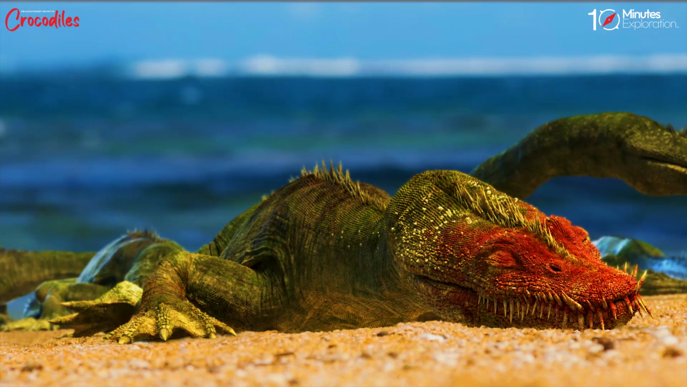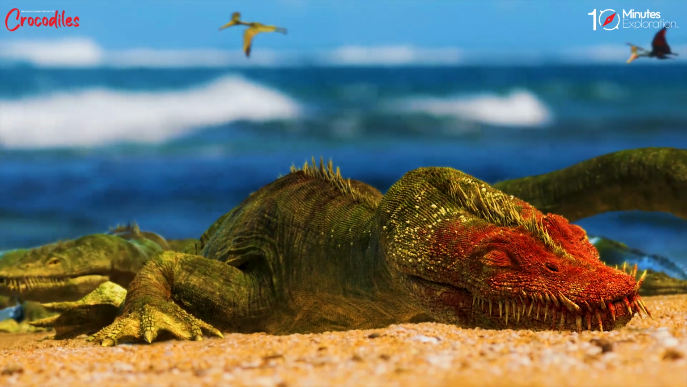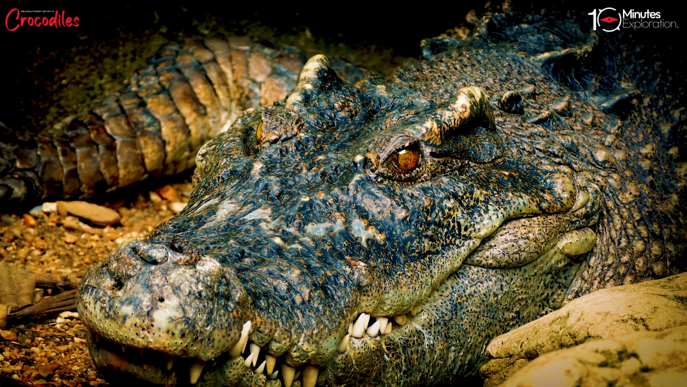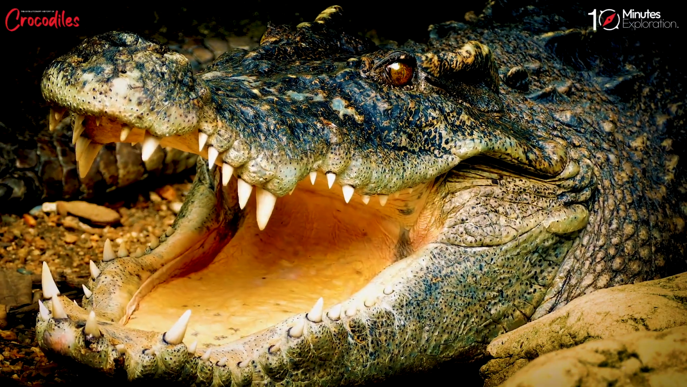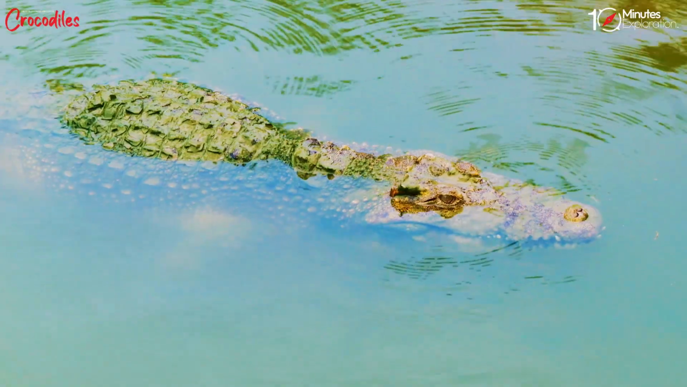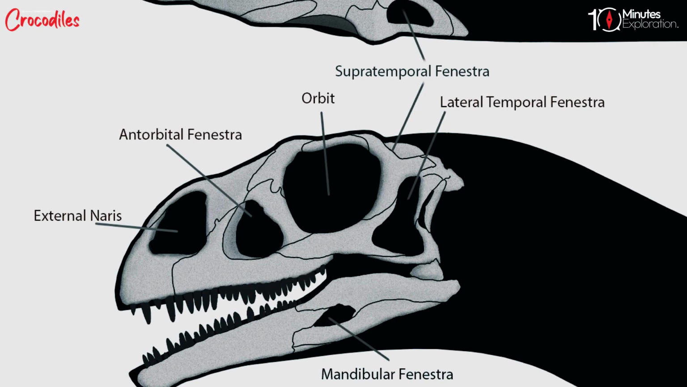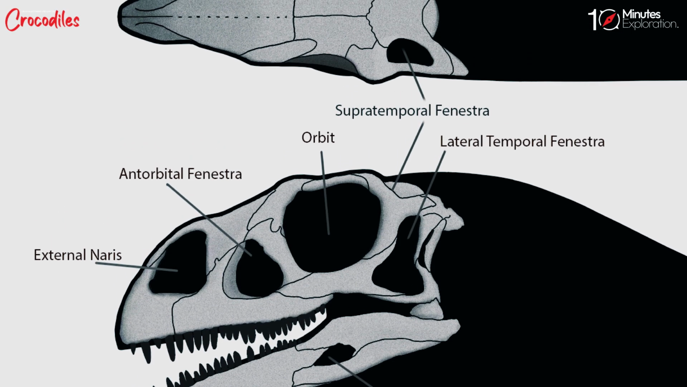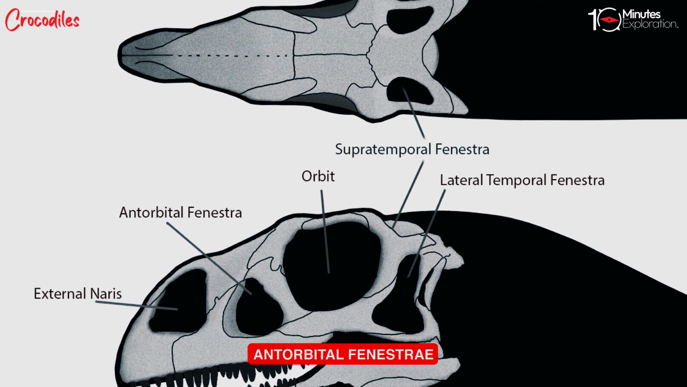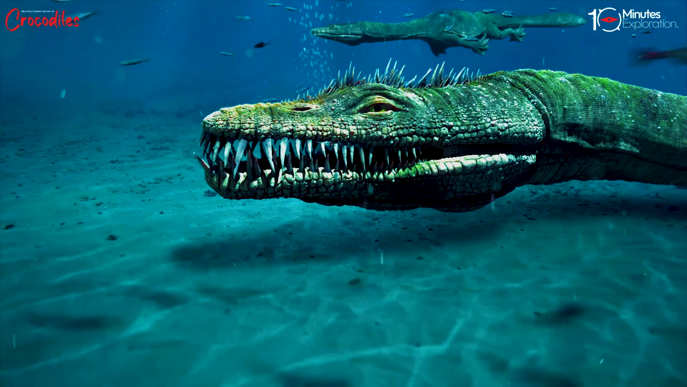reptiles. One of the distinctive features of archosaurs was the position of their nostrils. Unlike modern crocodiles, which have their nostrils at the tip of their snouts, archosaurs had their nostrils on top of their heads. This allowed them to breathe while partially submerged in water. Archosaurs also had two openings in their skulls behind their eyes, called antorbital fenestrae, which reduced the weight of their skulls and provided space for muscles.